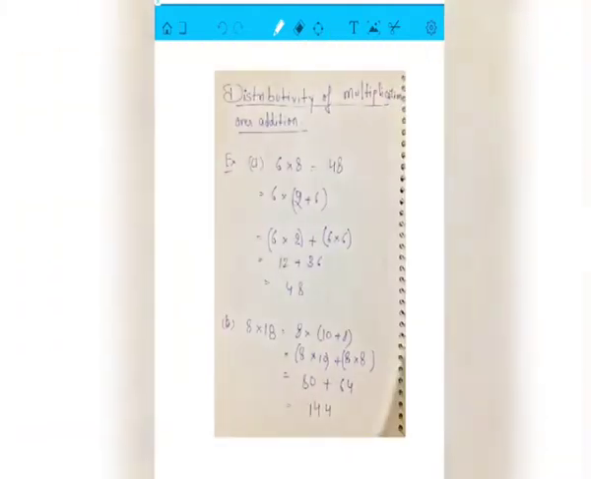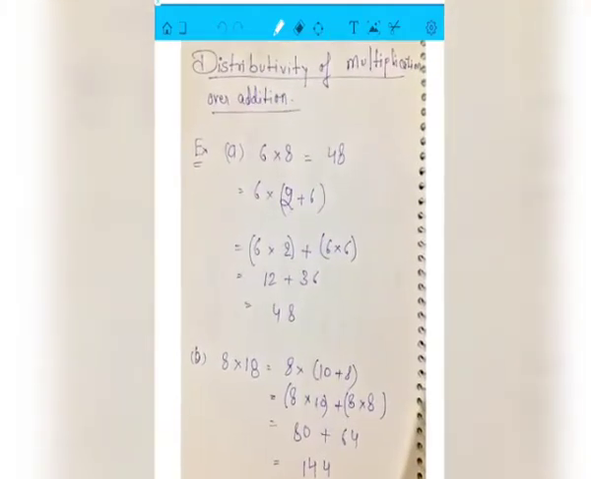Now let's come to the next topic, that is the distributive property. Distributivity of multiplication over addition, this is the property which we have to do here. What is distributivity? Distributivity means to distribute the number into two parts or more than two parts. For example, if I write 6 into 8, the answer will be 48, you will say.